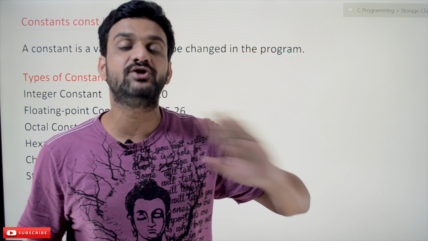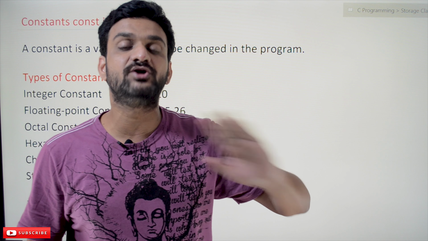Before that, what is meant by a constant? A constant is a value that cannot be changed in the program. Once the value is mentioned, it is going to be the same throughout the program. That is what we call constants. There are different types of constants that we can create: integer constant, floating point constant, same as that of variables. Different variables that we can create are integer variable, floating point variable. In the same way, we can create different types of constants: octal constants, hexadecimal constants, character constants, and string constants.